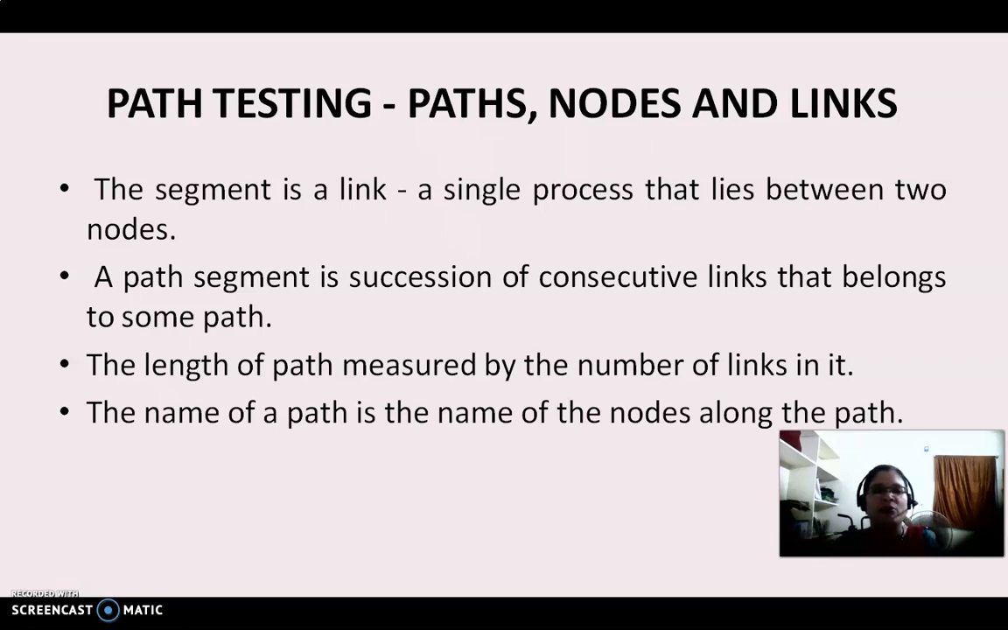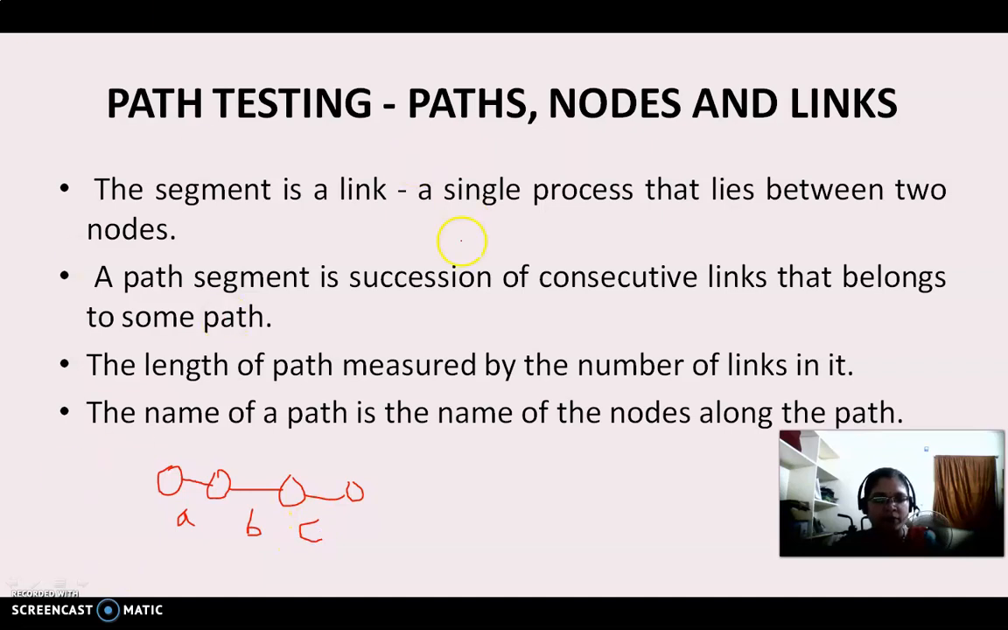For example, we have nodes 1, 2, 3 sequentially. We connect node 1 to node 2. I will show it in an example. This is node 1, this is node 2, this is node 3 and this is node 4. Whenever we have the connectivity, this is one link, this is another link, and this is another link. This link is named A, this link is named B, and this link is named C.